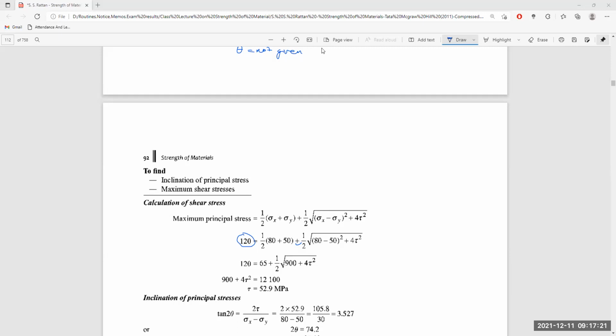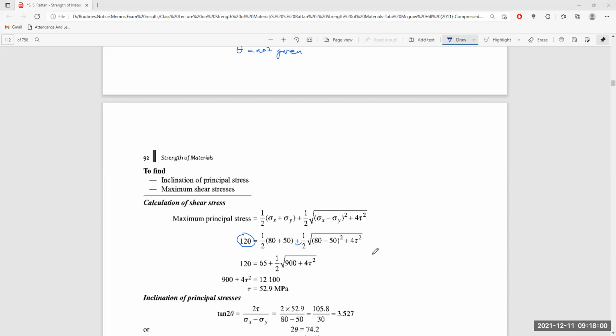Now if we put the value of 120 here, we can calculate: 80 plus 50 is 130, divided by 2 is 65. 80 minus 50 is 30, 30 multiplied by 30 is 900, half of it, plus 4 tau square. After simplification, 900 plus 4 tau square equals 12100. So tau will become equal to 52.9. So this shear stress creates a maximum major principal stress equal to 120 MPa.